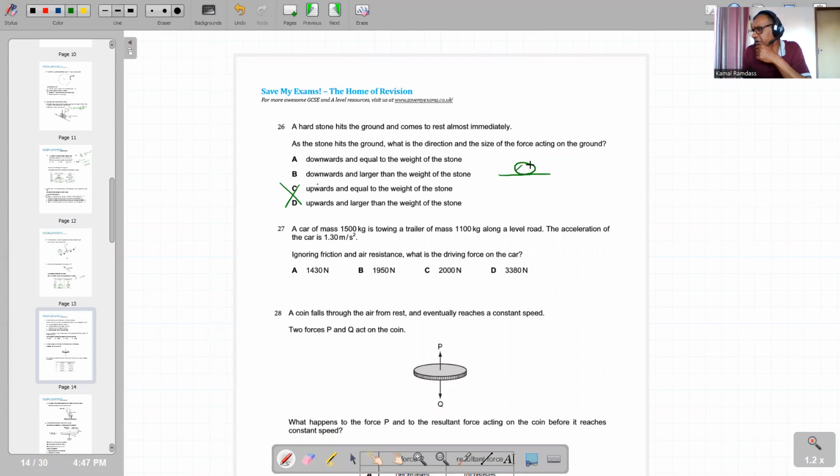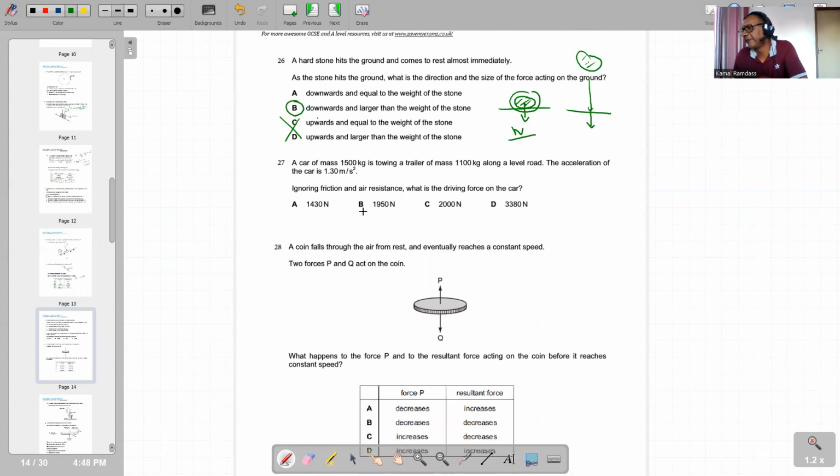If we take the stone and we place it on the earth, just placed, not hit, the force is acting downward and is equal to the weight. If a stone comes and hits the ground, definitely the force acting on the ground in that direction is bigger, it will be larger than the weight. Downwards and larger than the weight of the stone.